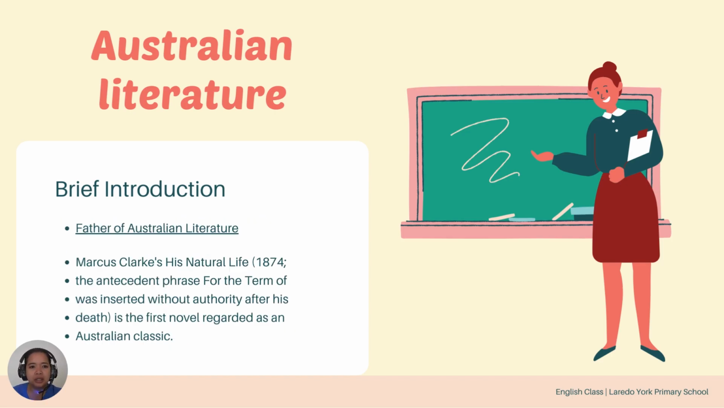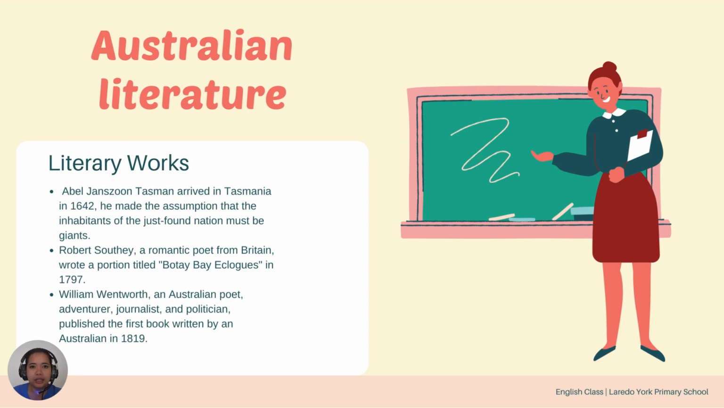So for Australian literature, the father of Australian literature is Marcus Clarke, with His Natural Life in 1874, which has the authority of being the first novel regarded as an Australian classic. These are the literary works under Australian literature: by Abel Johnson, and also Robert Southey, the Romantic poet, from the Botany Bay Eclogues, and William Wentworth, an Australian poet, adventurer, journalist, and politician.